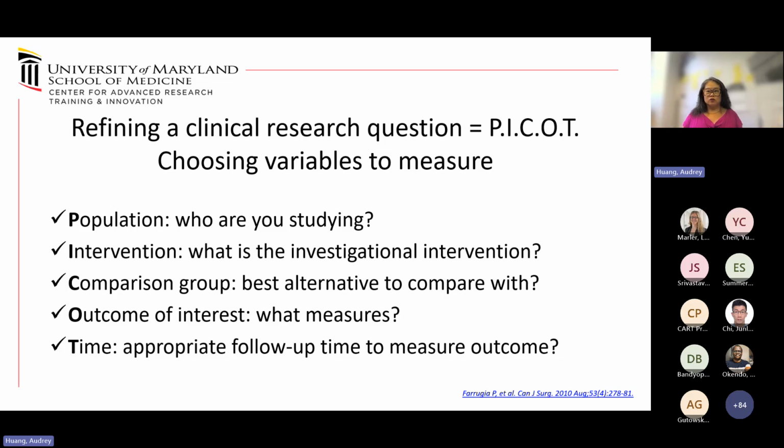Is it just controlled diabetes? Or is it weight loss? Or is it HbA1c levels? So understanding what your measures are, picking those out, defining them, and then what's the appropriate follow-up time to measure the outcome? Are you looking for a very quick intervention, and you expect to see very quick results within a month, 3 months? Or is it going to be 6 months to a year?